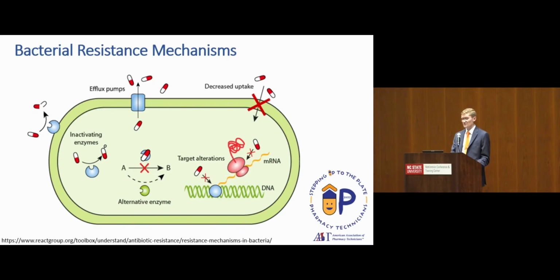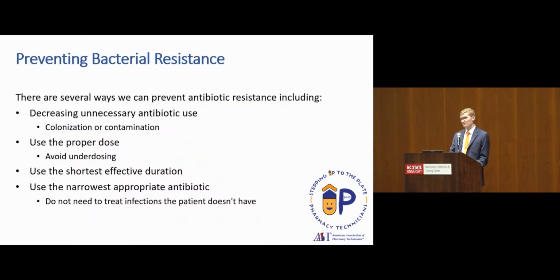So we need to try to use antibiotics appropriately to help avoid these downstream consequences, such as decreasing unnecessary antibiotic use. If we don't think that a patient has an infection, or if we think that their infection may be viral in nature, then an antibiotic isn't going to help that. And then using the proper dose. We don't want to underdose antibiotics. We want to use the appropriate doses of antibiotics.